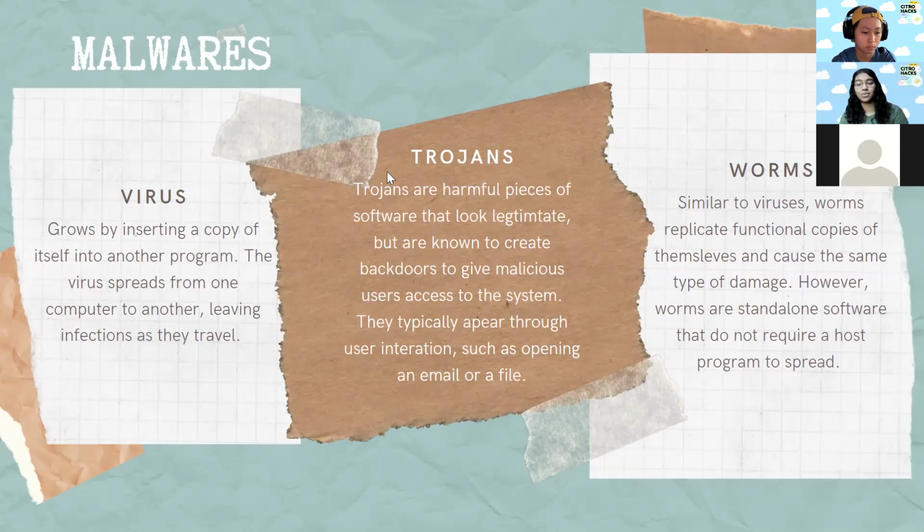And the last of which are worms. Worms are similar to viruses, only worms can replicate functional copies of themselves and cause the same damage. The thing about worms is that they are standalone software that does not require a host program to spread. Unlike viruses, which, like in biology, need a host program in order to start operating and take over the cell, worms are their own software, so they can potentially create much more damage than a virus.